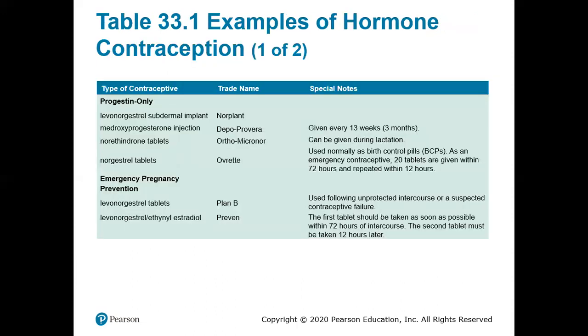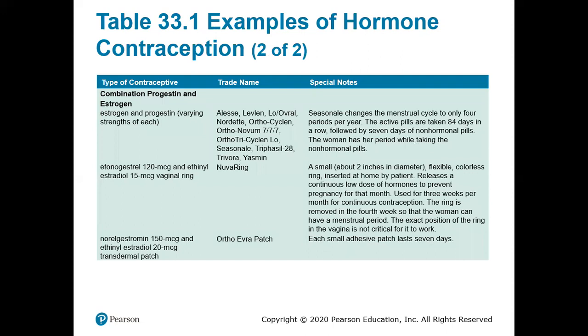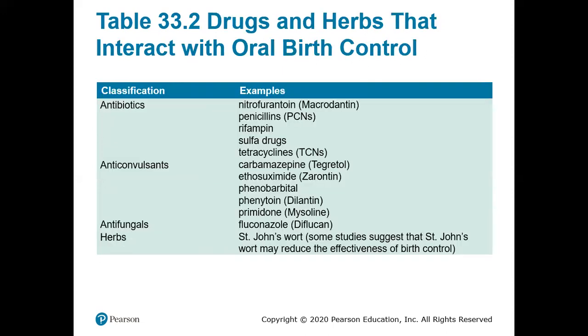So on page 564, we have table 33.3, which details examples of hormone contraception. I'm not going to read through the table, but I highly suggest that you do so. We have table 33.2, detailing drugs and herbs that interact with oral birth control. And that is found on page 565 in the textbook.